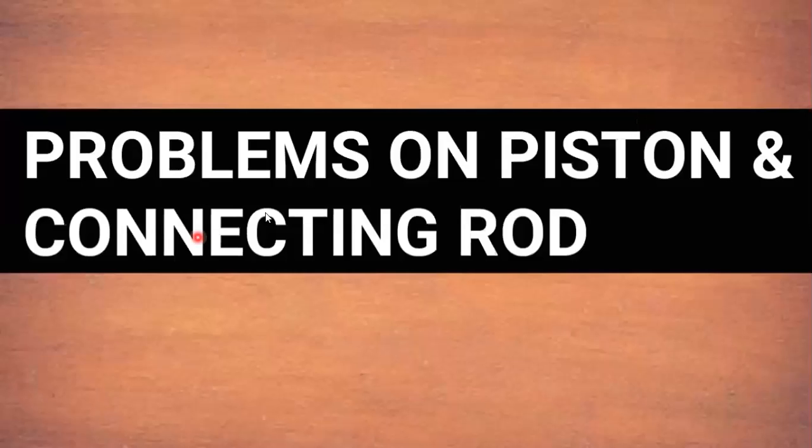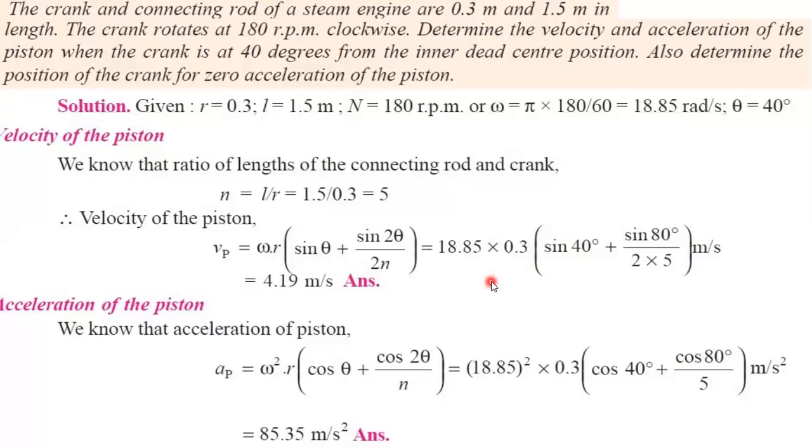In this video, we will be seeing problems on piston and connecting rod. Already we saw the derivation of velocity and acceleration of piston and angular velocity and angular acceleration of connecting rod. We are just going to solve two problems based on the end result.